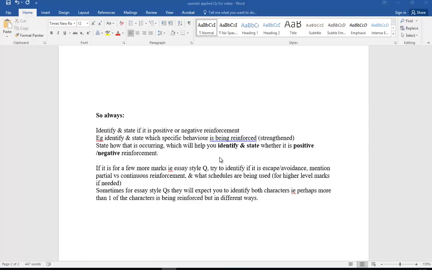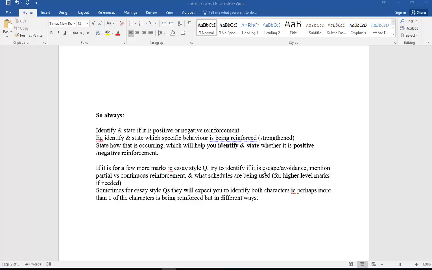Are they giving something pleasant, which would be positive reinforcement? Are they taking something unpleasant away? That would be negative reinforcement. Okay, so once you've identified how you are achieving that strengthening of behavior, that will point out for you whether it's positive or negative. Right, if it was for an essay style question, you need a little bit more than that, obviously.